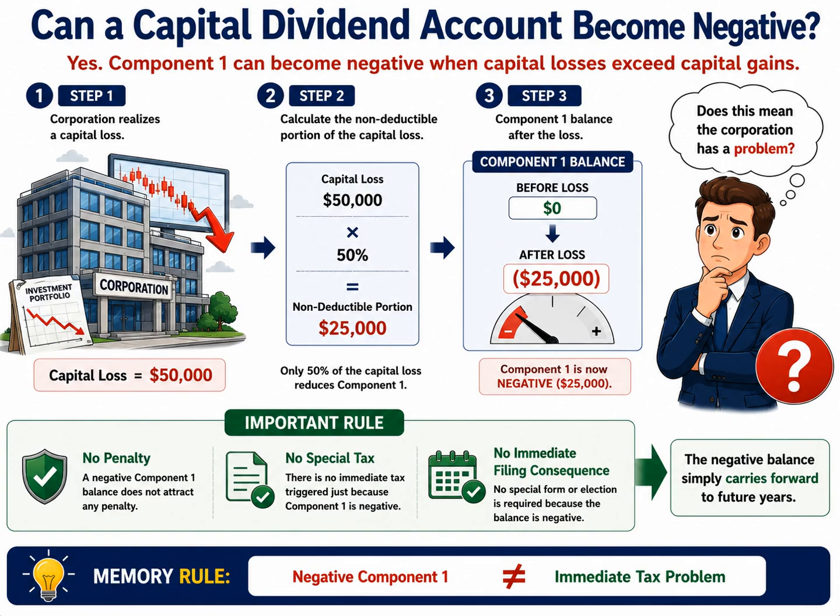Let's look at the example shown on this slide. Suppose a corporation realizes a capital loss of $50,000. For CDA purposes, only the non-deductible portion affects component 1. Since 50% of the loss is considered the non-deductible portion, the CDA adjustment is $25,000. As a result, component 1 moves from 0 to a negative balance of $25,000.